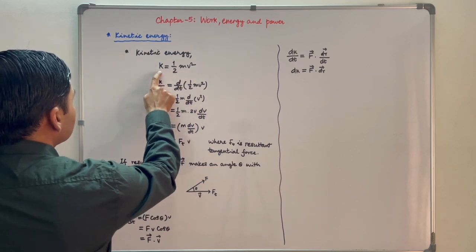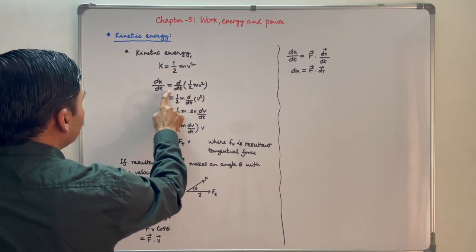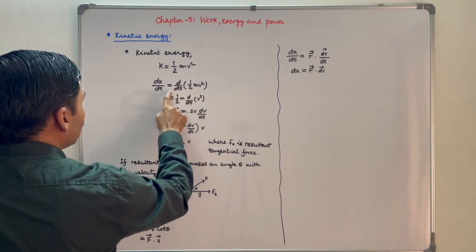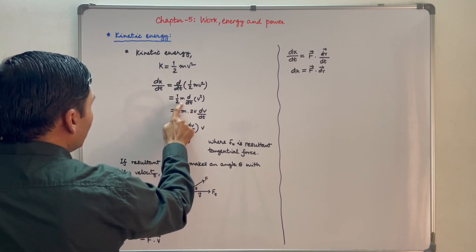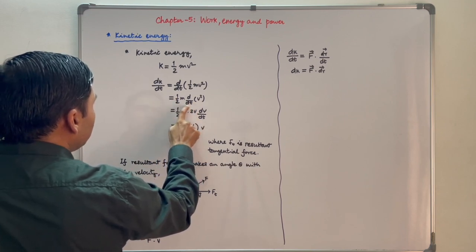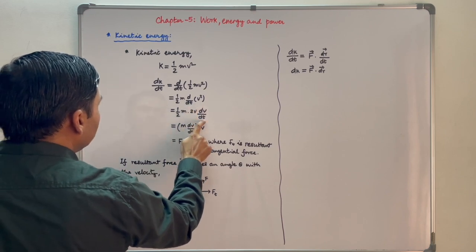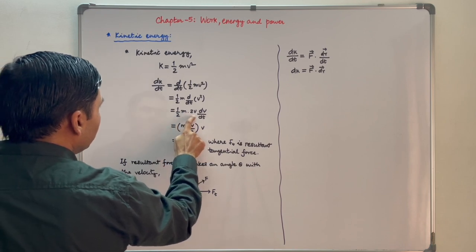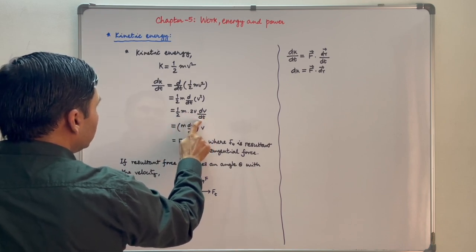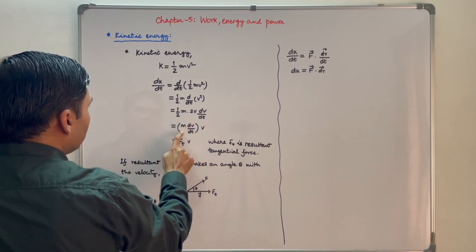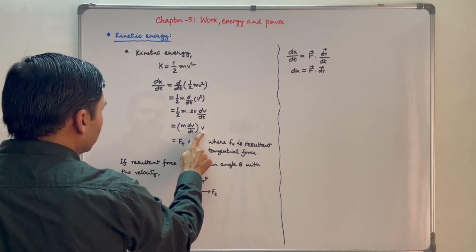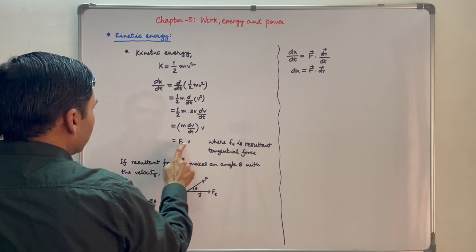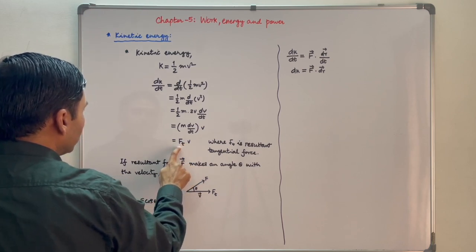If we differentiate K with respect to time, we get dK/dt = d/dt of 1/2 mv². Half m is constant, so it can be taken out. So the right hand side will be 1/2 m d/dt of v². d/dt of v² is equal to 2v dv/dt. 2 gets cancelled. So the right hand side will be mv dv/dt. dv/dt is acceleration a. So it will be mass into acceleration into velocity. Mass into acceleration is force. So it will be Ft into v, where Ft is the resultant tangential force.